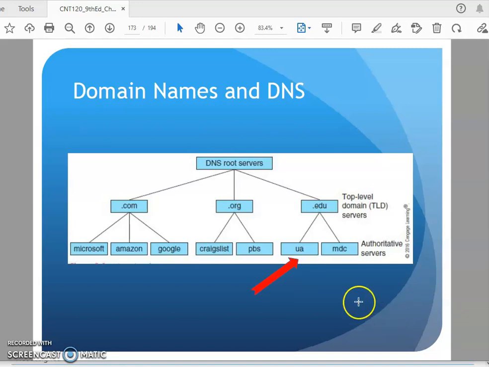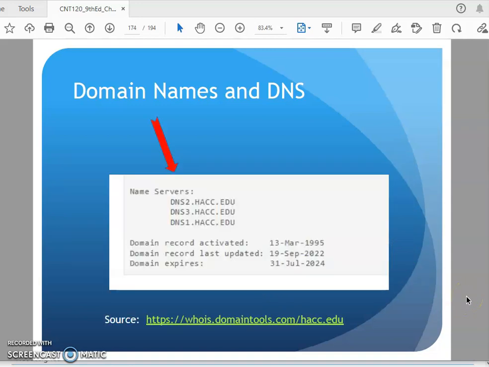Authoritative servers then would be the authoritative server at hack.edu. So EDUCAUSE is maintaining the list of all EDUs, and then for anything hack.edu related would be the hack DNS server. That would be the authoritative server for hack, and it would be these guys right here, whatever those addresses actually are.